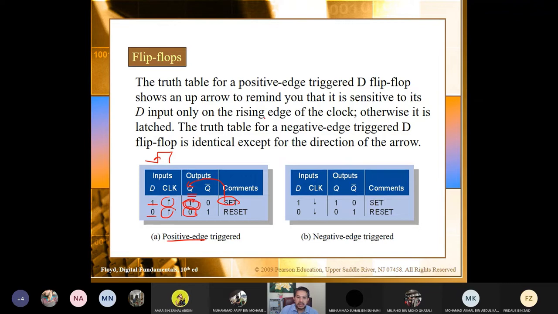For the positive edge, it will be active on the rising edge. For the negative edge triggered, it will respond based on the clock going down from high to low. So D and Q will follow accordingly.